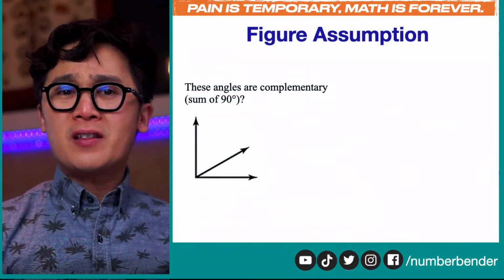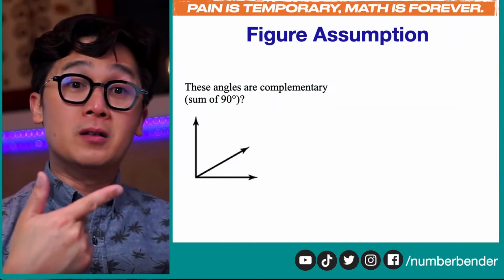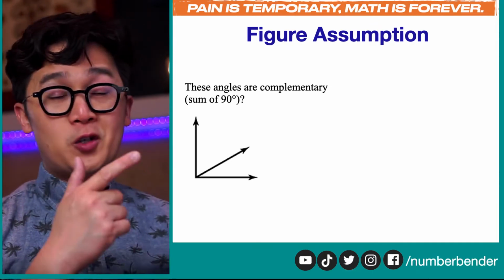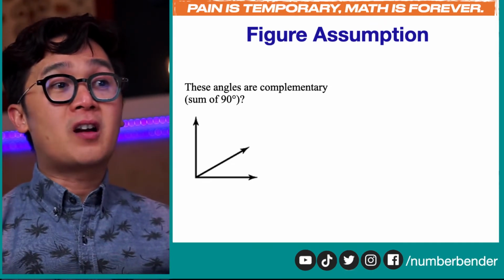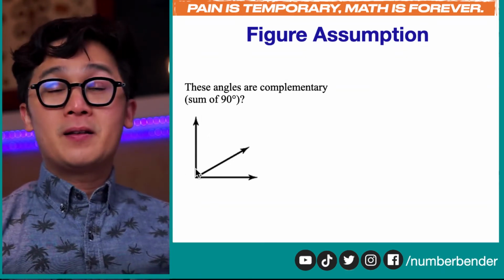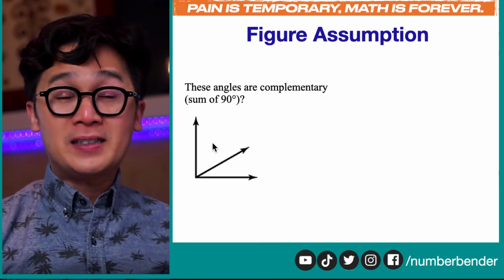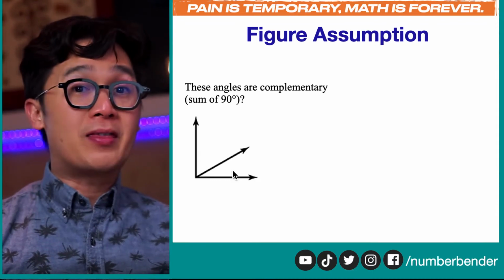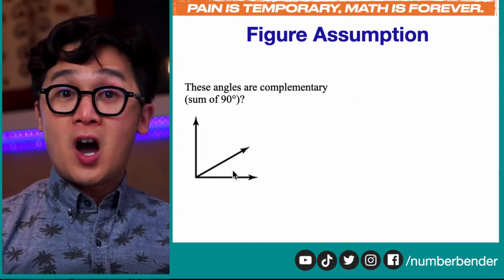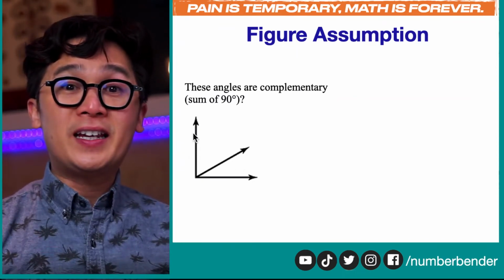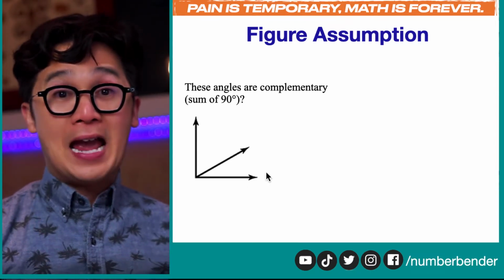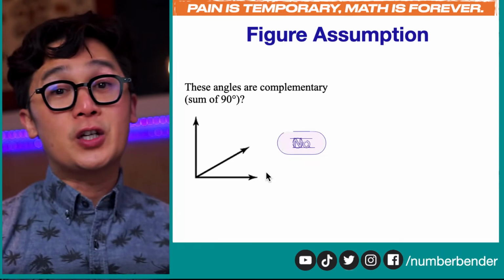So let's use this way of thinking to verify whether this statement is true or false. According to this statement, these angles are complementary. That means this angle and this angle, if we add them up, will equal 90 degrees. Now, can we say with confidence that what we are seeing here is indeed complementary angles? And the answer here is no.